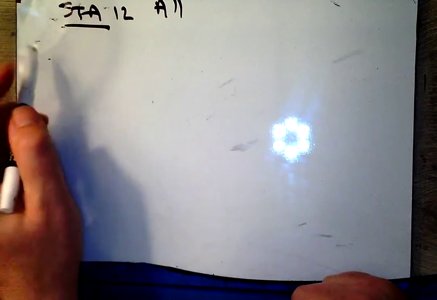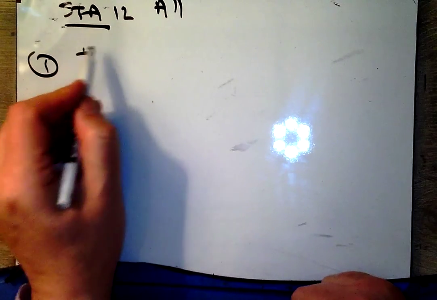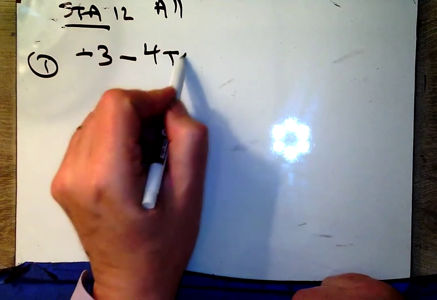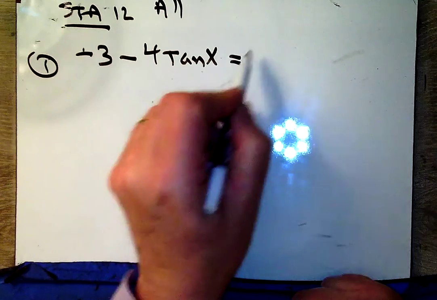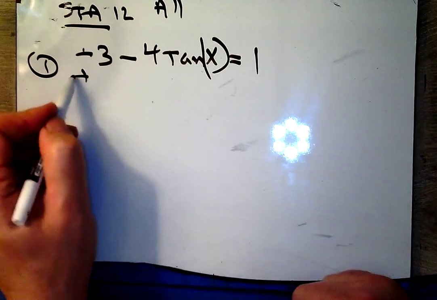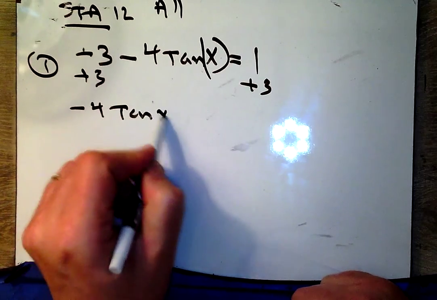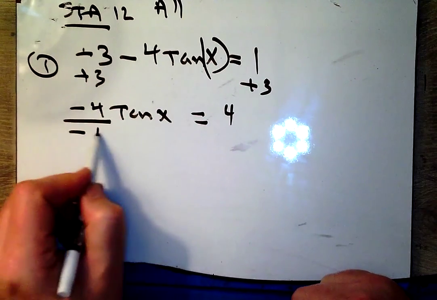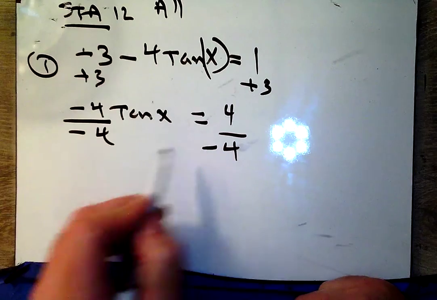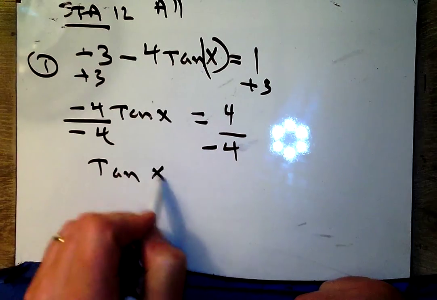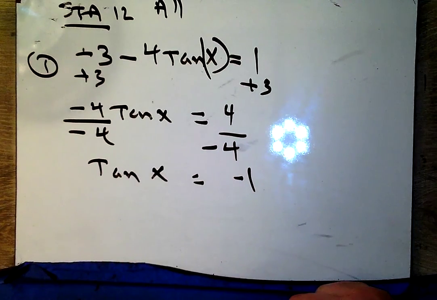And here we have for problem number 1, -3 minus 4 tangent x equals 1. So let's add 3 to both sides and get -4 tan x equals 4. And if we divide both sides by -4, now we're saying when is tangent x equal to -1?